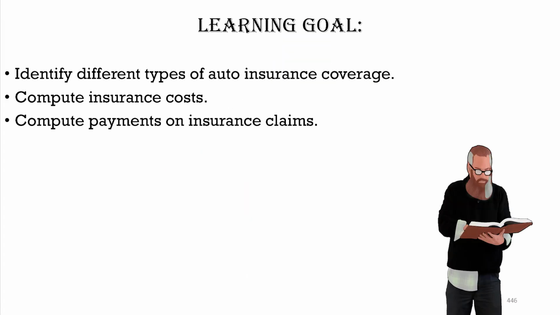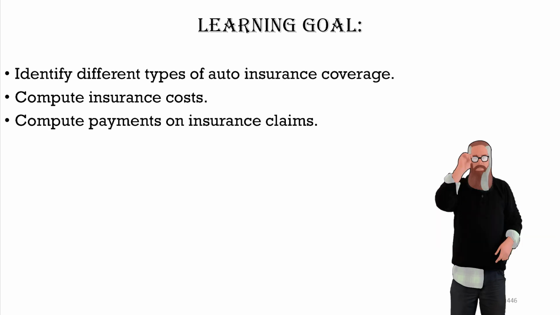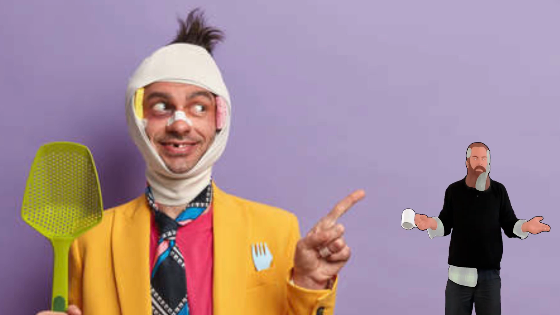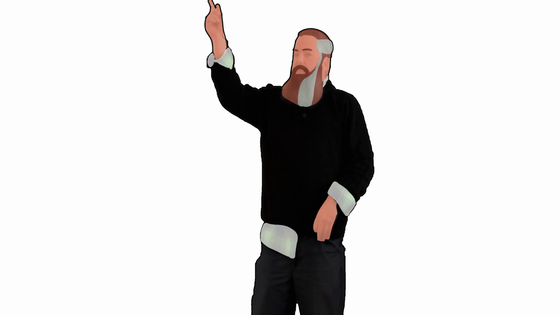Now, let's identify different types of insurance. Bodily injury liability covers bodily injury. If you are at fault in an automobile accident, you're responsible for paying the medical expenses of anyone injured in the accident. You can purchase as much bodily injury liability as you want.